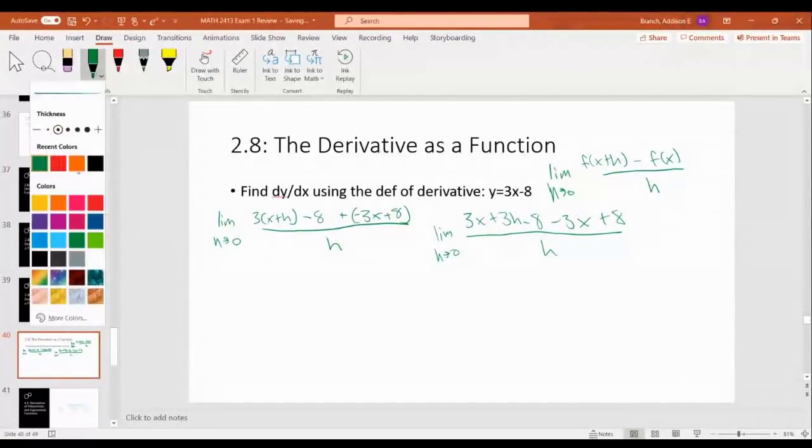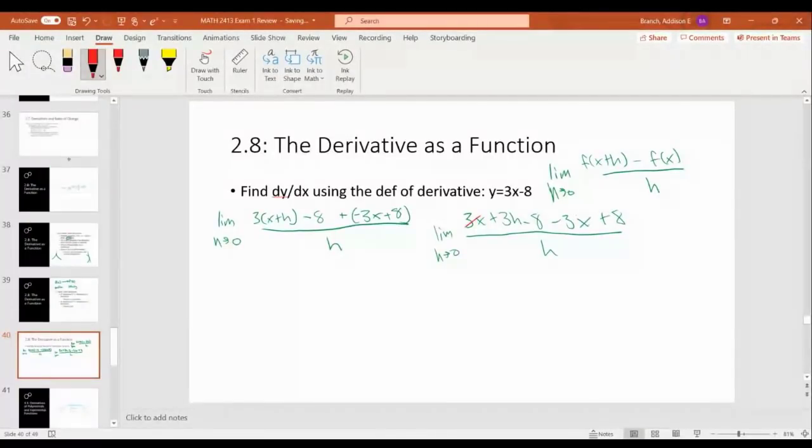We'll see if we can clean this up a little more. So we can see those 3x's will cancel out. And those 8's are going to cancel out. So then we're just left with our limit as h approaches 0 of 3h over h. And those h's will cancel out. So now we're just left with our limit as h approaches 0 of 3, which will just be 3.